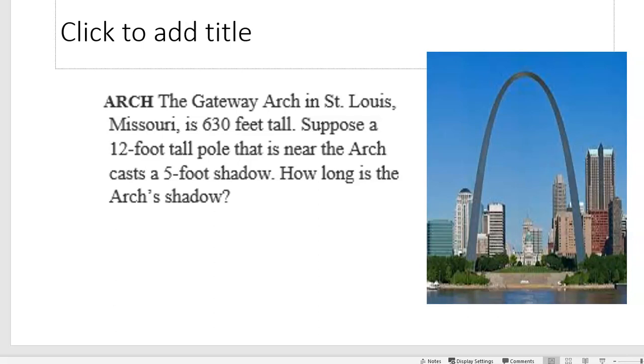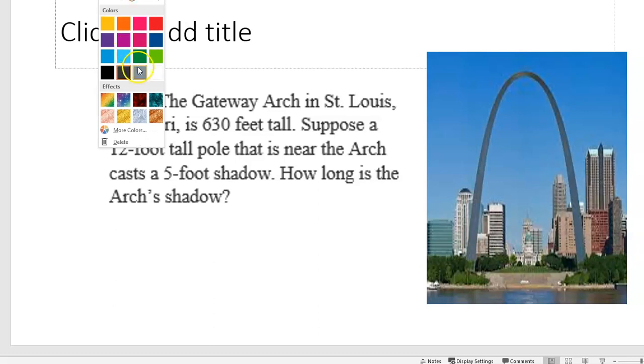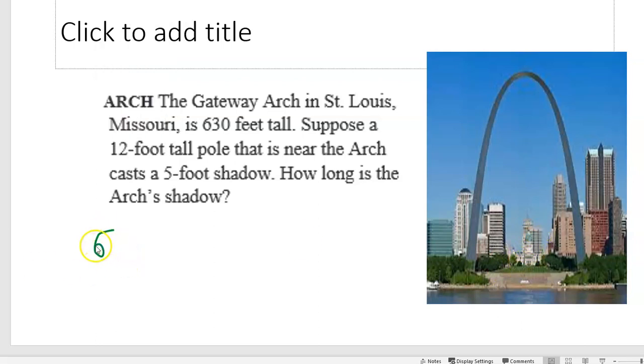Okay? A story problem. The Gateway Arch in St. Louis, Missouri is 630 feet tall. A 12-foot pole is near the arch that casts a 5-foot shadow. How long is the arch's shadow? This is actually how they used to calculate heights of trees and stuff back in the day, using similar figures. So right here, we've got the Gateway Arch is 630 feet tall. We know that's the height of the arch, and we know that the pole is 12 feet tall.